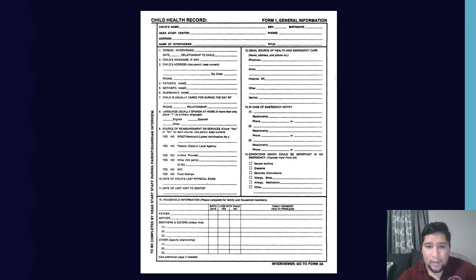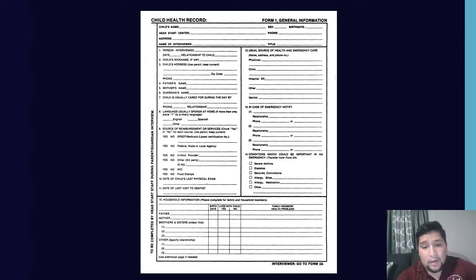Also, we need to find out what type of services they're receiving, for example, WIC, food stamps, or any other state services that they're receiving. We also need to make sure we know when the last physical was. Now, this information is very important because we need to pinpoint what their health requirements are, and we need to make sure that we continue following up with them. For example, if the child has an allergic reaction to something, we need to make sure to be aware of it.